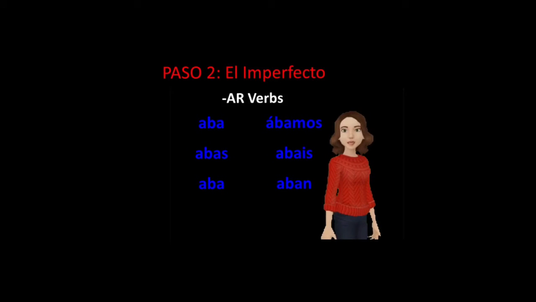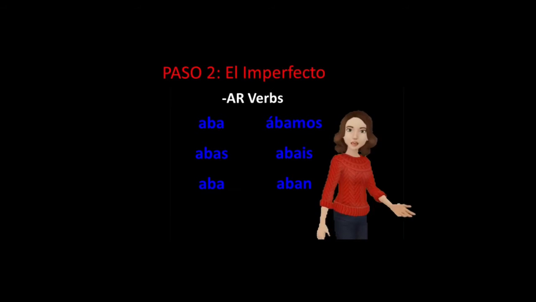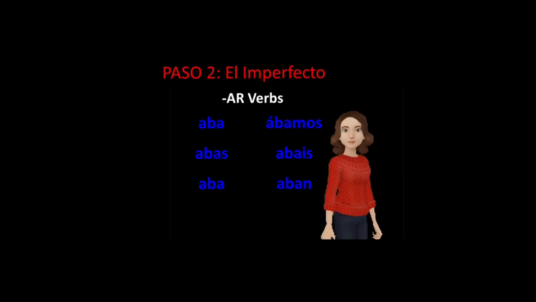We will look at our AR verbs first in the imperfect tense. In order to conjugate a verb in the imperfect tense, you will use the endings aba, abas, aba, abamos, abais, and aban. Notice that the nosotros form does use an accent mark on the first A of the ending abamos.